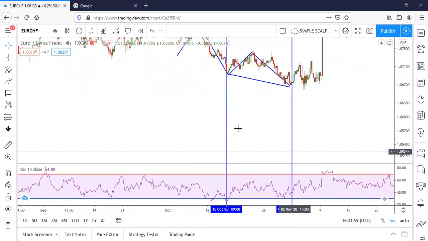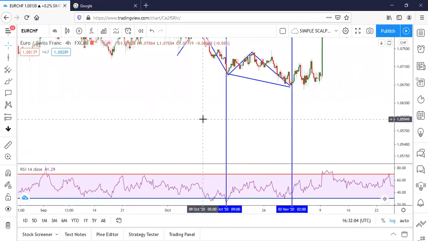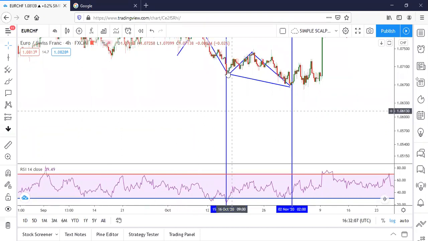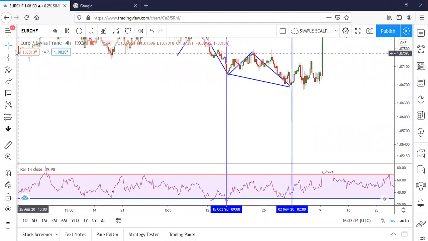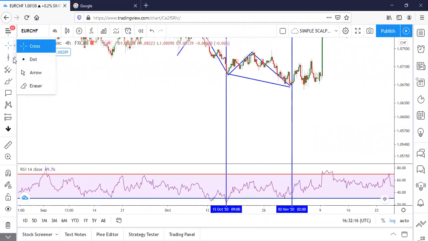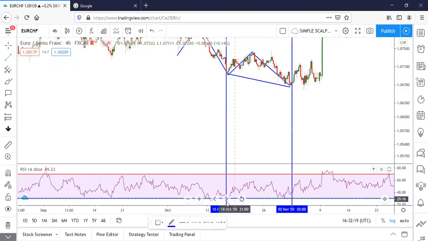I said price must show you that it's giving you a bullish divergence. Price must be giving you lower low. This is a low. This is a low. Your indicator must give you higher low. Okay, can you see?